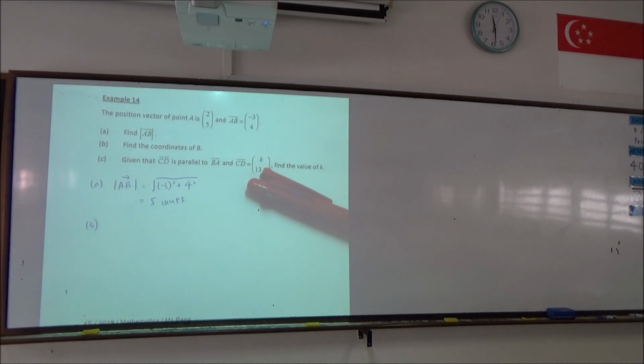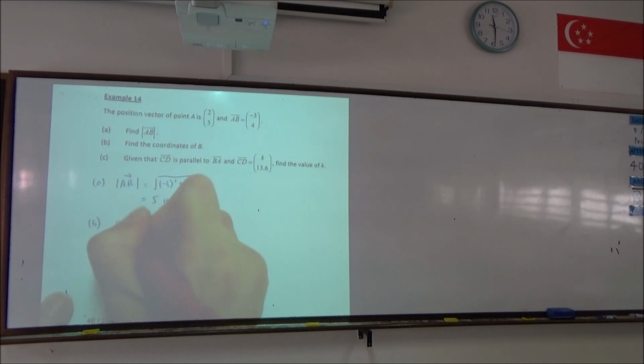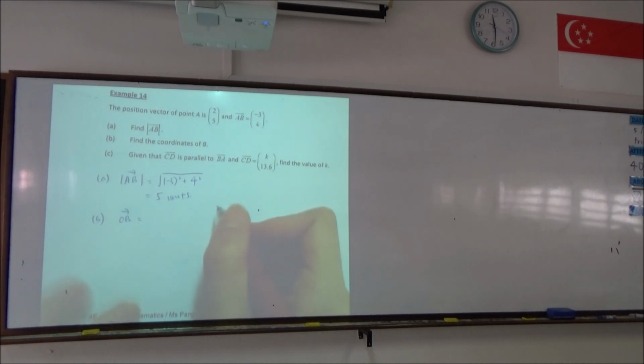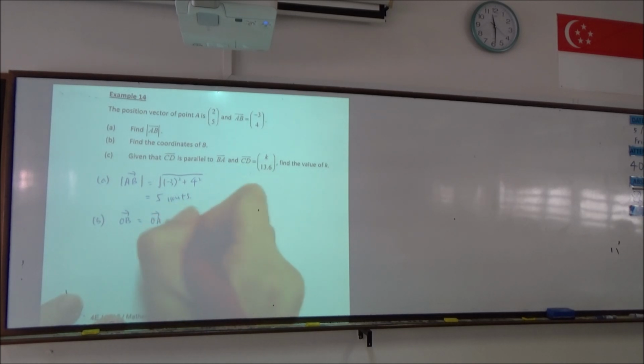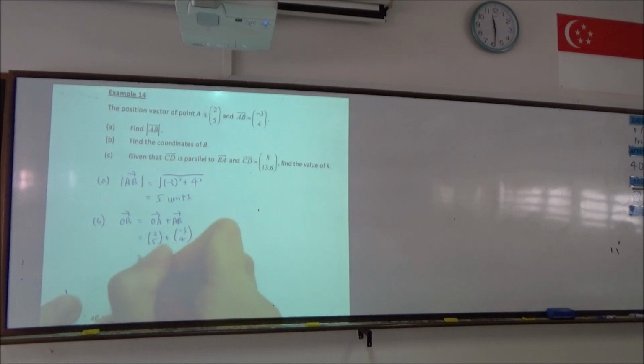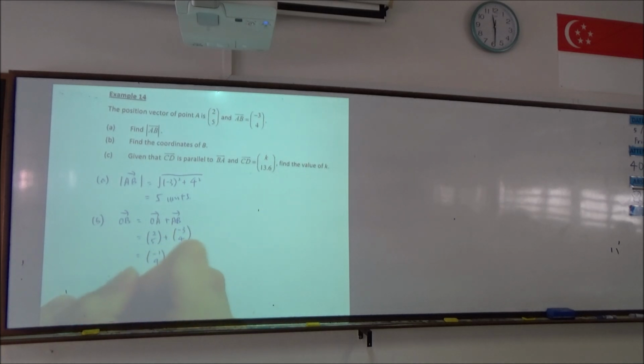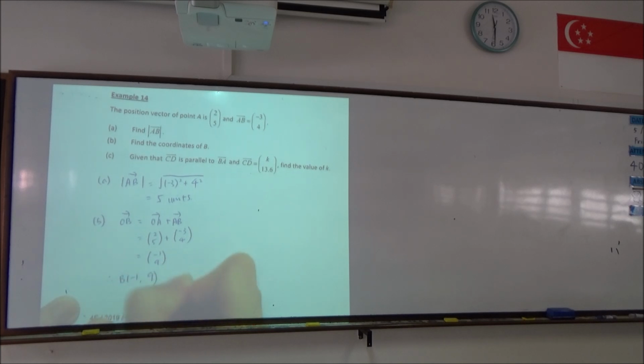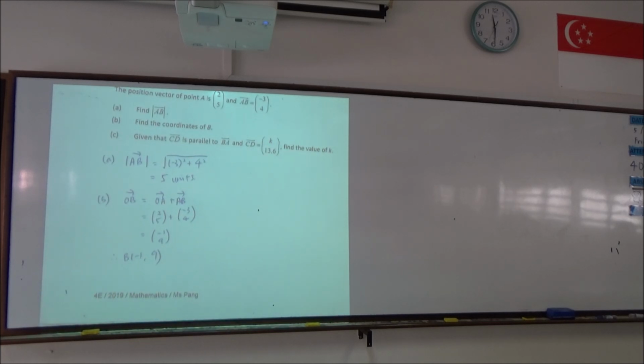For part B, we want to find the coordinates of B. How do you think we should find the coordinates of B? What should we do to find it? We will find OB. So OB will be equal to OA plus AB. So therefore, the point B is negative 1, diagonal.